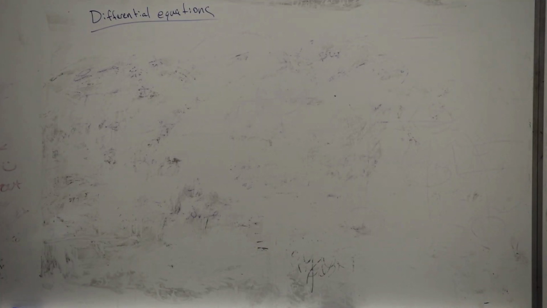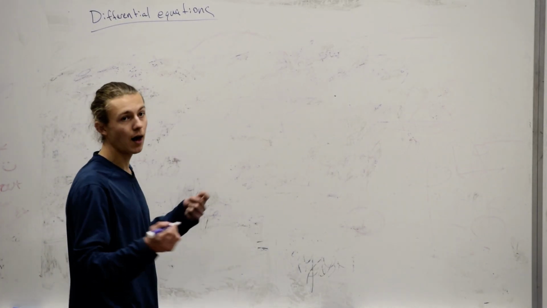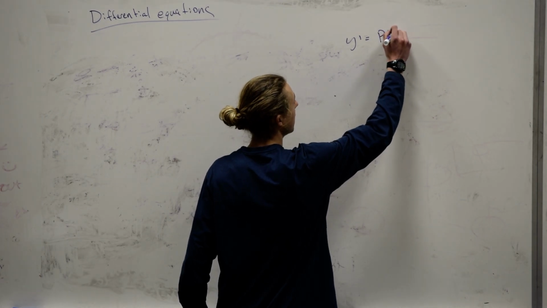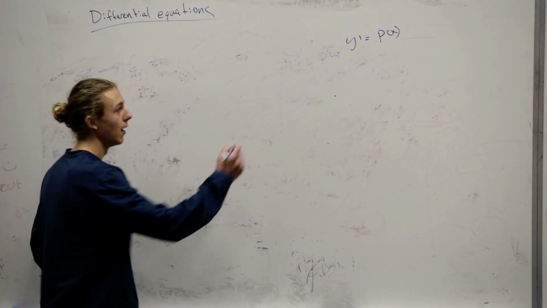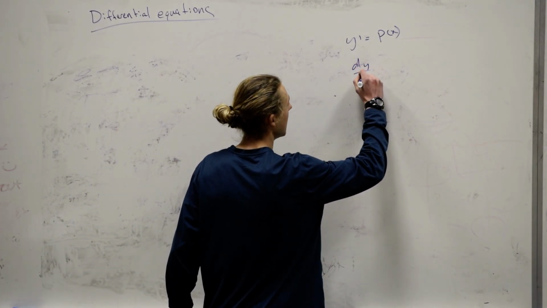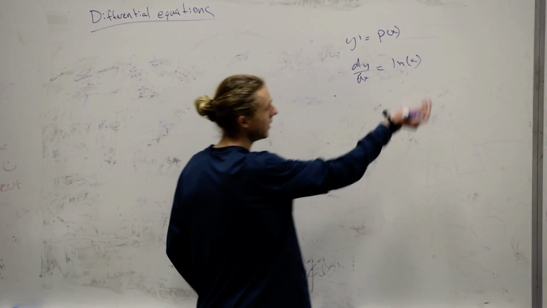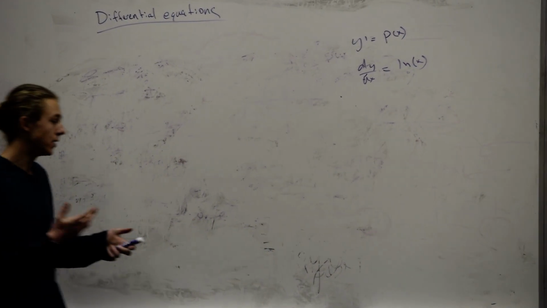I'm going to go over just a couple of types. One of the most simple types of first order differential equations is simply an equation that says y prime equals my function of x, and my function of x is going to be given. An example could be dy dx equals ln x, and I just have to integrate ln x to find what y is, right? That's one example of a simple differential equation.